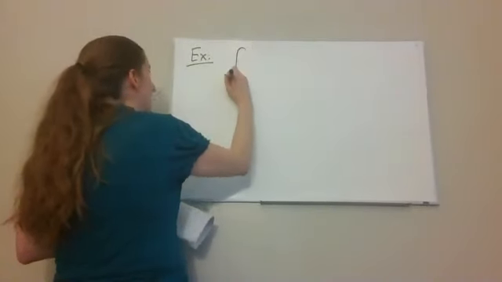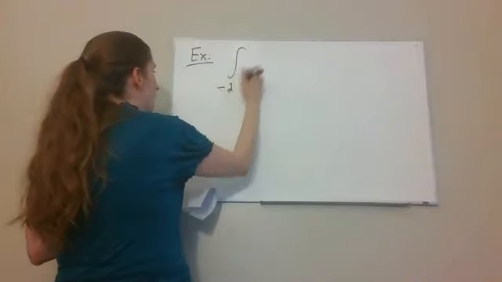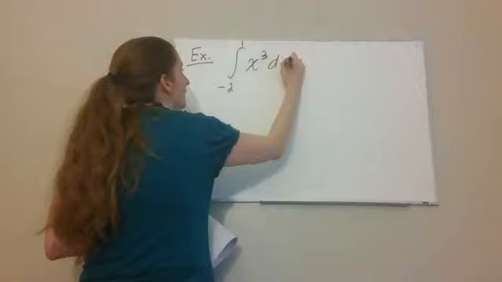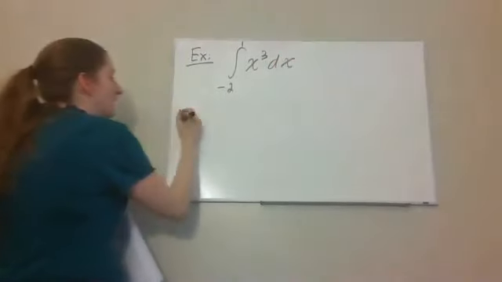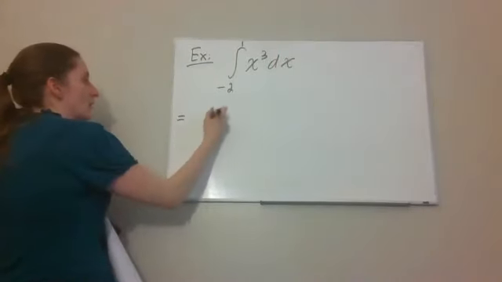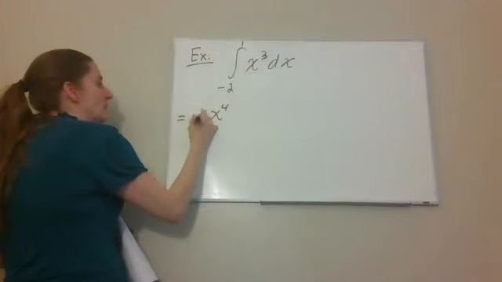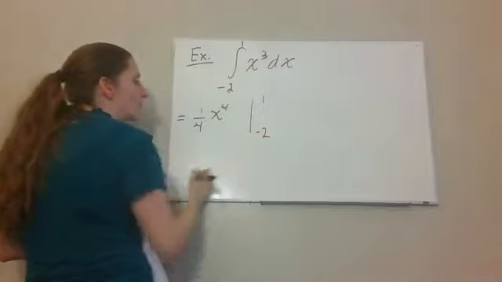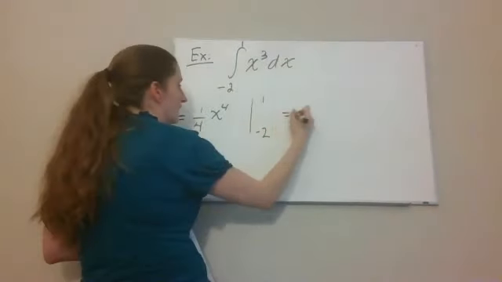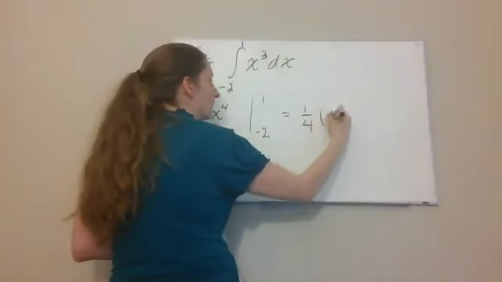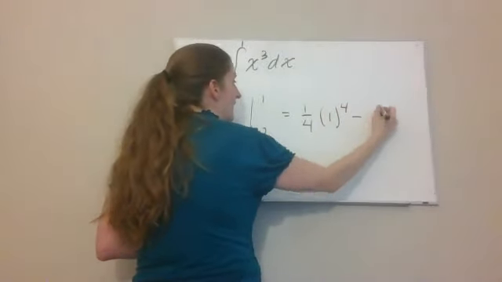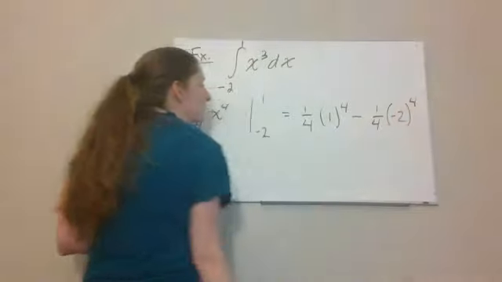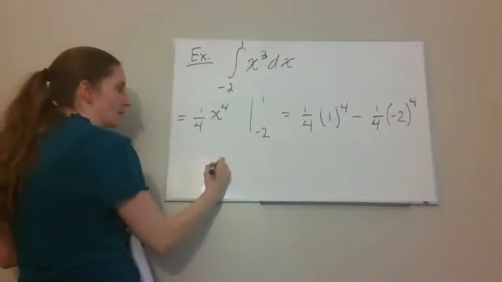Let's find the definite integral from -2 to 1 of x to the third dx. Again, I need an antiderivative, so we add 1 to the exponent, divide by our new exponent, and I'm going to plug in my numbers. You always plug in the top number first, and then subtract what you get when you plug in the bottom number. And now it's just a matter of simplifying.